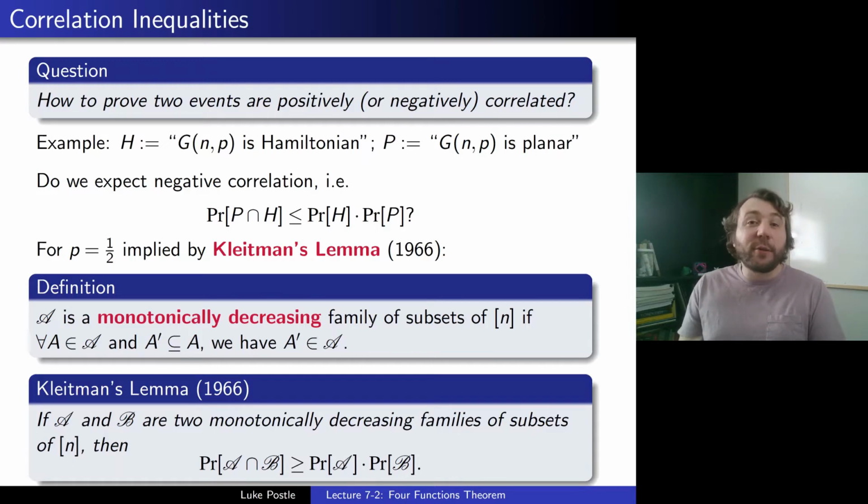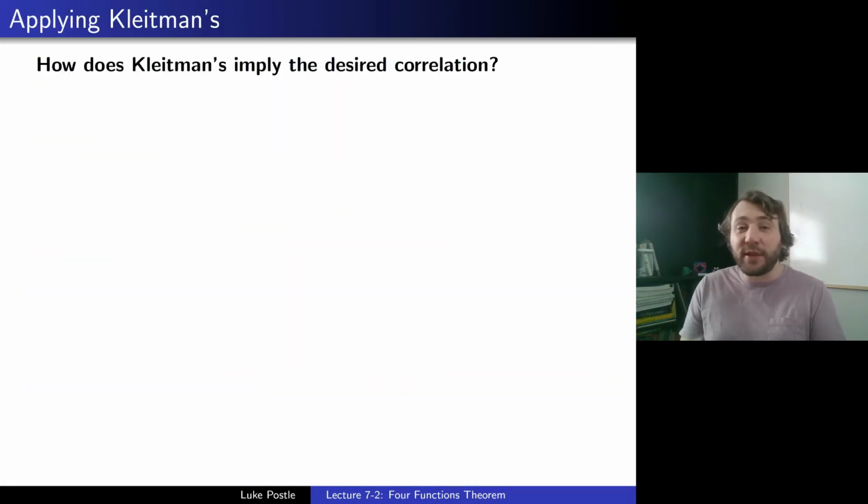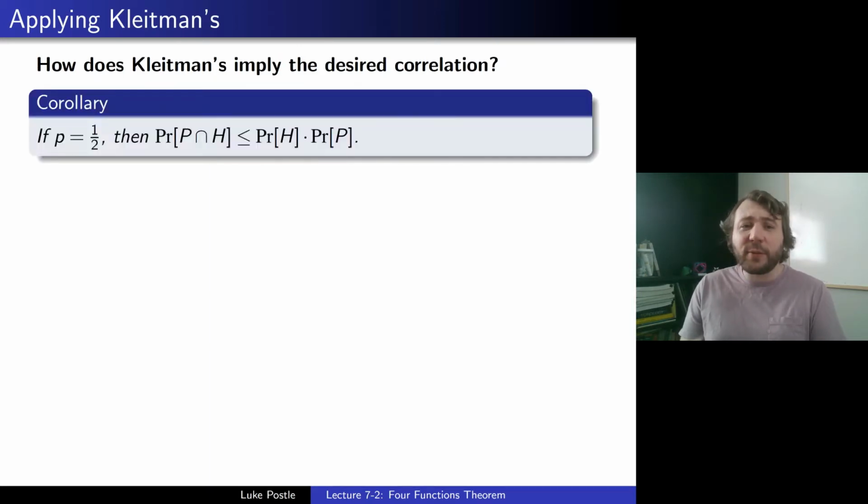So how would you apply Kleitman's lemma? I claim that for the case p equal to a half, indeed we can show this negative correlation. So how does Kleitman's lemma imply the desired correlation? So here's what we need to prove. If p is a half, then the probability of P intersect H is at most this product.